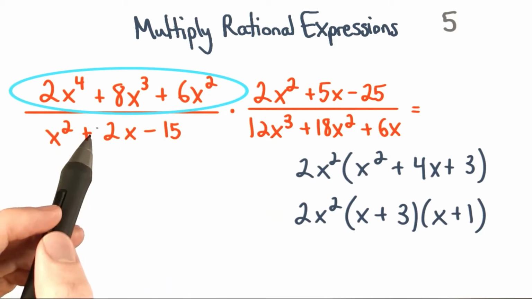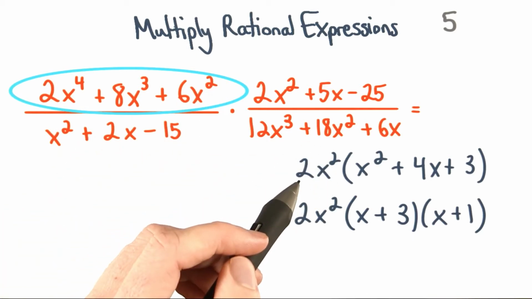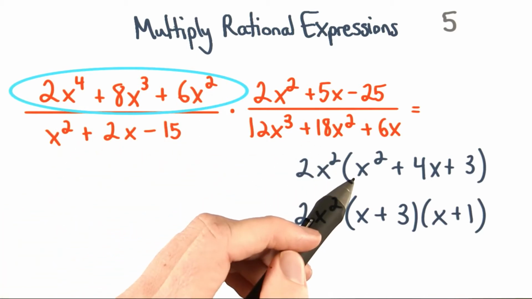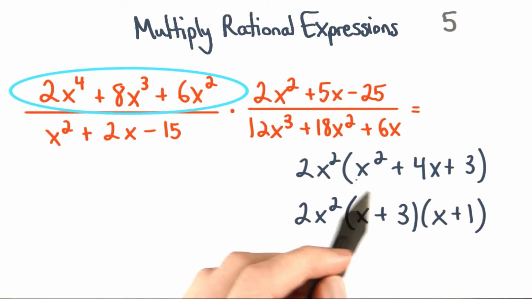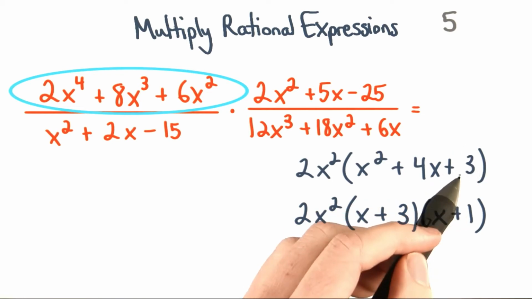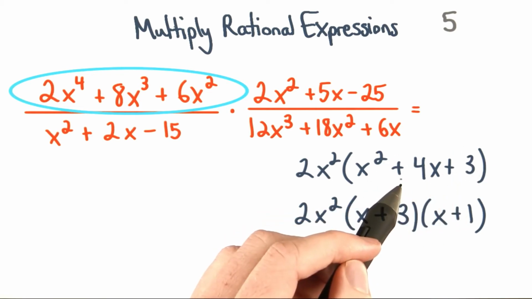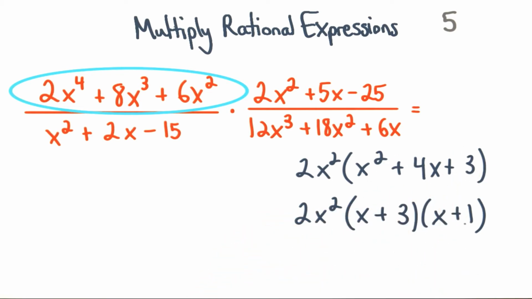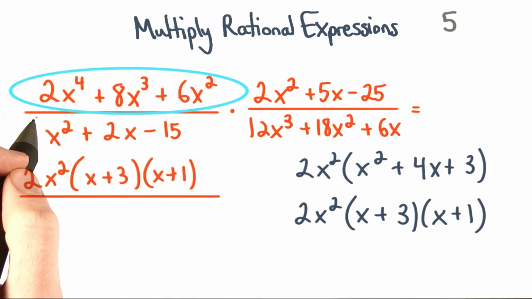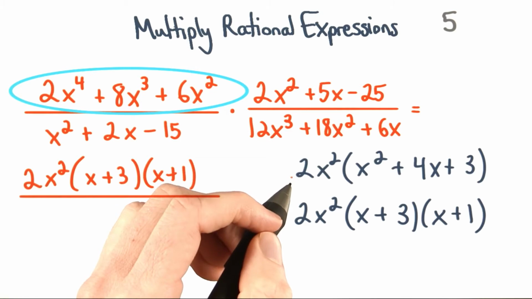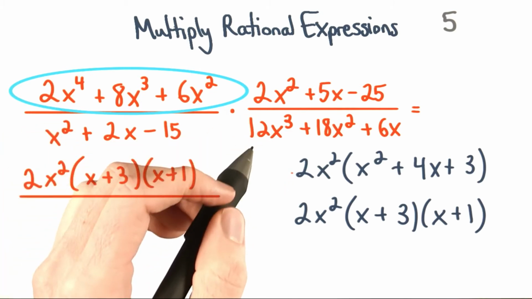For our first numerator, we can remove a 2x squared as the greatest common factor. This leaves us with x squared plus 4x plus 3 for our second factor. Now we can easily factor this one by finding factors of 3 that sum to positive 4. That would be positive 3 and positive 1. This is why it's important to find a greatest common factor first.